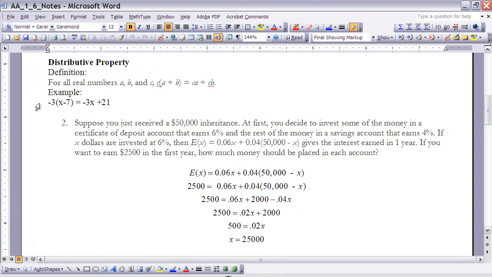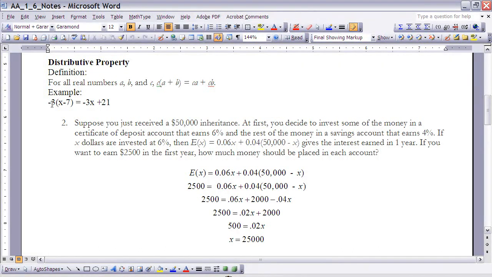Here's an example of the distributive property. Notice how I've multiplied negative 3 times each of the terms inside the parentheses. Let's take a look at number 2, where we have to utilize the distributive property to solve this. It says, suppose you just received a $50,000 inheritance. At first, you decide to invest some of the money in a certificate of deposit account that earns 6%. The rest of the money is in a savings account that earns 4%.